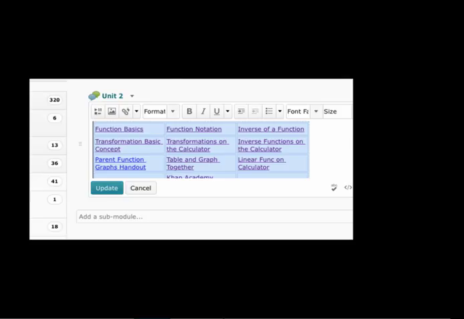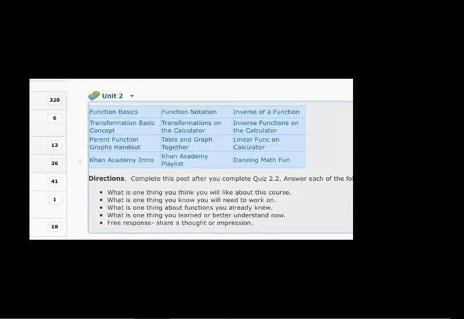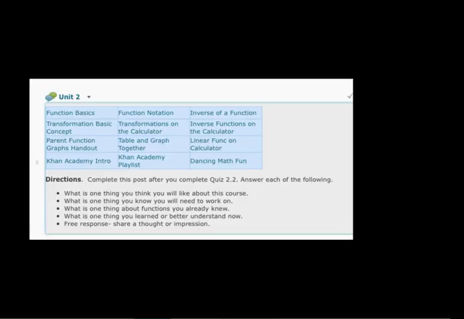Okay. All right, let's see. Now, also, don't forget on your post to read the directions, complete it after quiz 2-2, and what I want you to do is answer each of the following, so the 2 points apiece. Notice you do have some opportunity to share and express yourself, so I think that's important in discussion, and I hope that helps you out. So that's a little bit about the Unit 2 discussion point, and I hope that helps you as well.